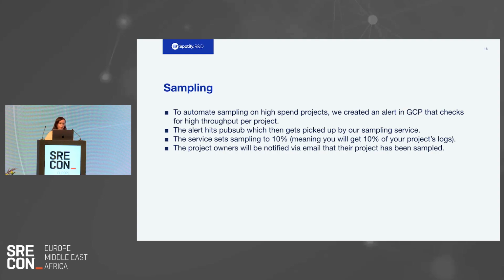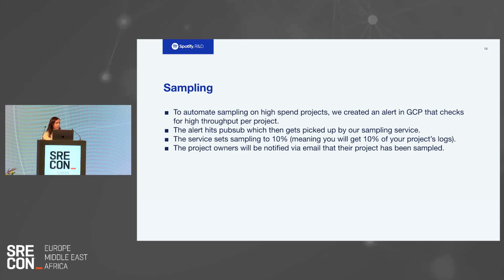So we wanted to automate sampling. You're not going to go in and add sampling to each individual project. So we created this alert in GCP that basically checks for high throughput per project. We set a threshold, and if you go above that threshold, it'll trigger an alert that goes into PubSub. And then PubSub is basically being looked at by the sampling service. Sampling service will then add the config I showed you before, so that will sample everything to 10%.